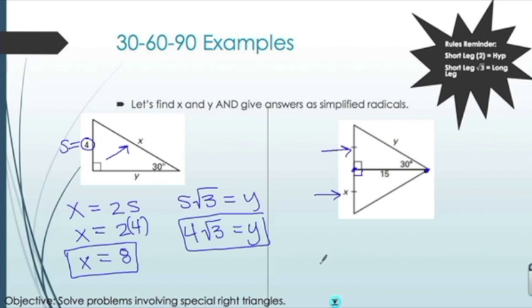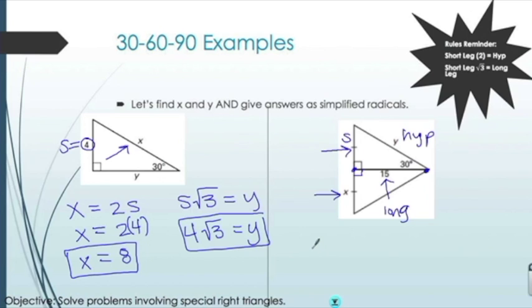So we know that in this top triangle, this is our short leg because it's across from the 30-degree angle. This is our long leg, and then y is our hypotenuse because it's across from the 90-degree angle. So let's go ahead and find the short leg first.